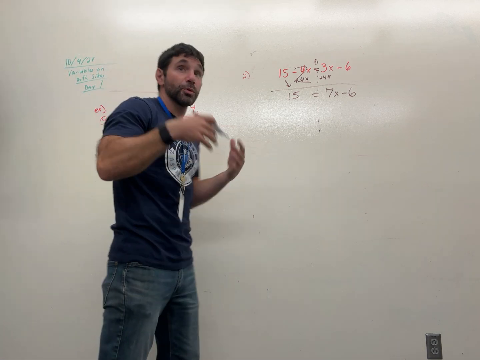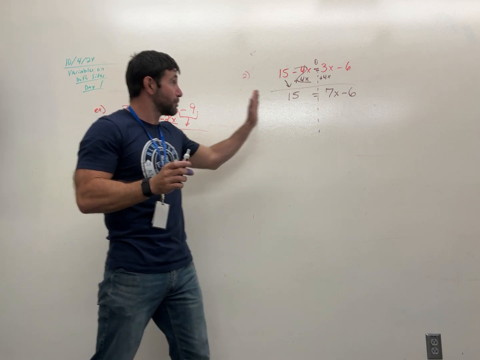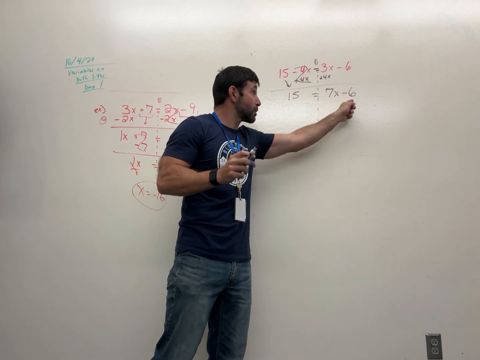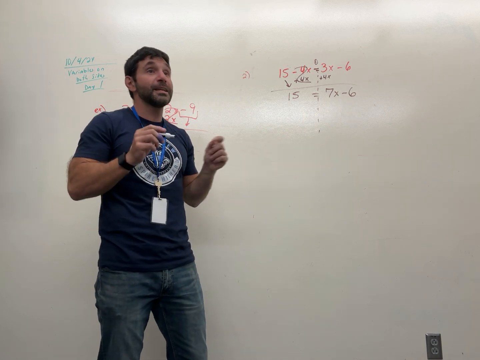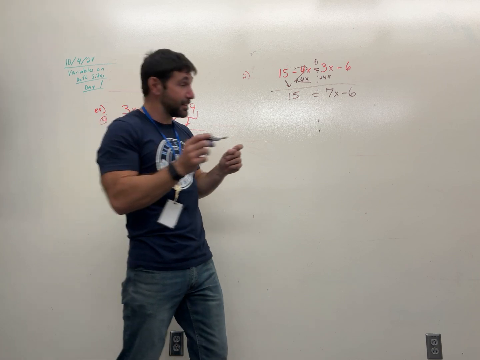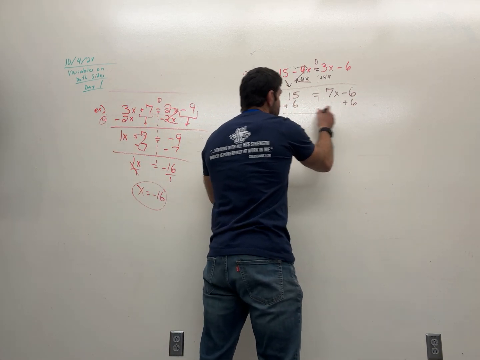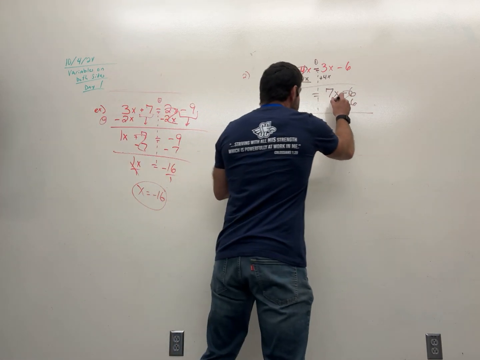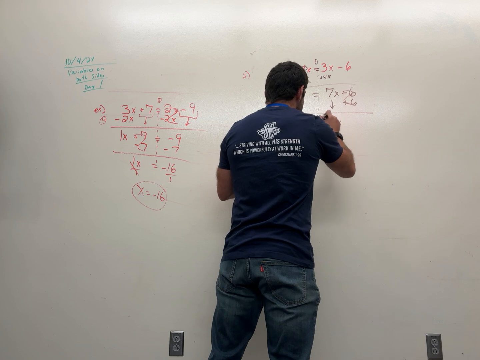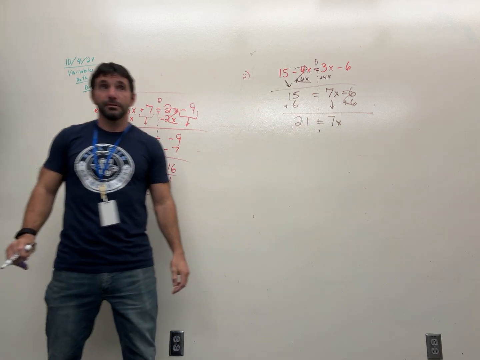So now we're at step 5. Combine the constants. The constants are the numbers that don't have variables. So I'm trying to move this negative 6 away from my x. What's the inverse of negative 6? Plus 6. Good. So I'm going to add 6 to both sides. Negative 6 plus 6 is 0. 7x drops down equals 15 plus 6 is 21.